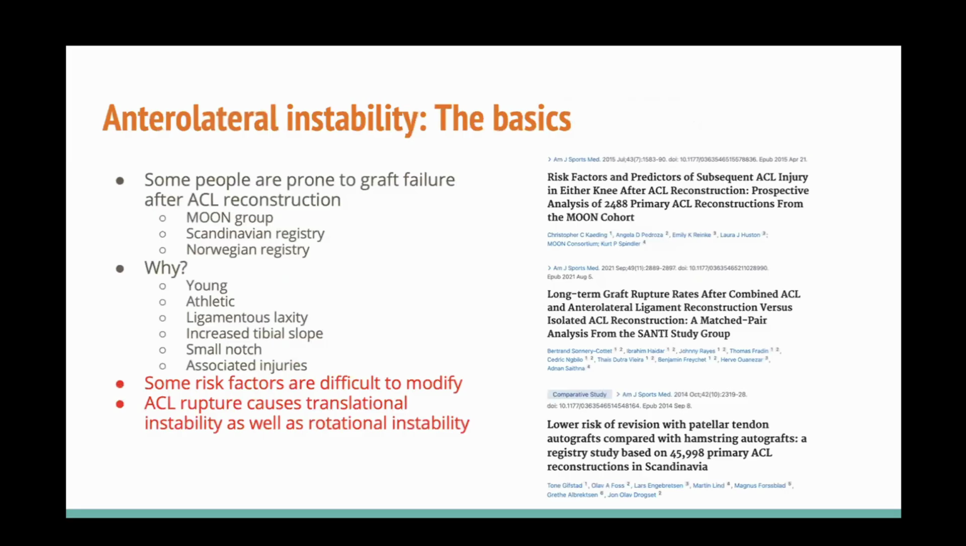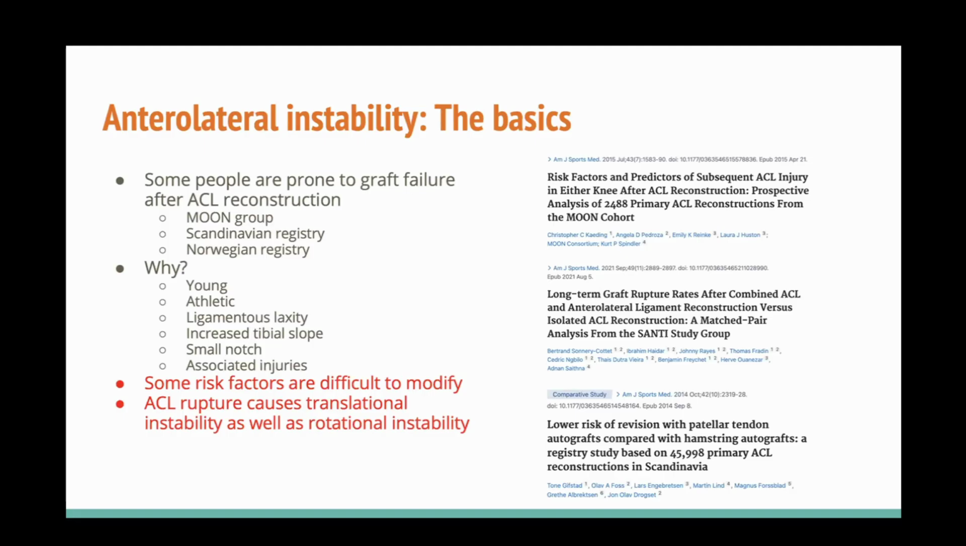The way I think about this problem is that ACL reconstruction is a great surgery. It has a low failure rate, but some people are prone to graft failure after reconstruction. Pick your favorite database. There are various numbers and risk factors reported, but most people agree that young, athletic, ligamentously lax individuals, increased tibial slope, small notch, and other associated injuries are risk factors for ACL reconstruction failure.